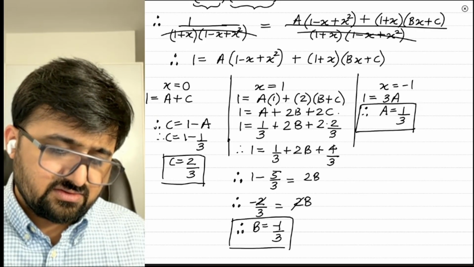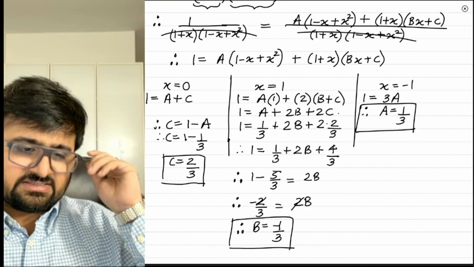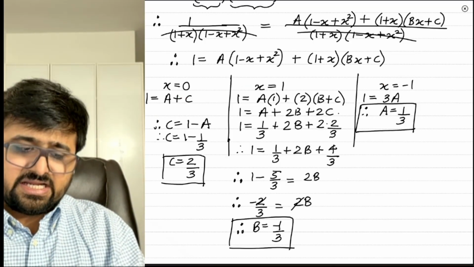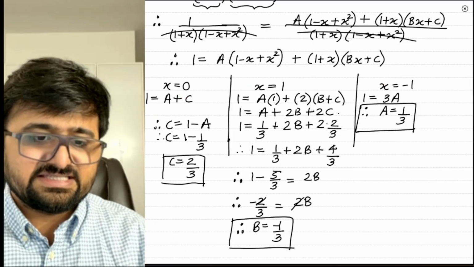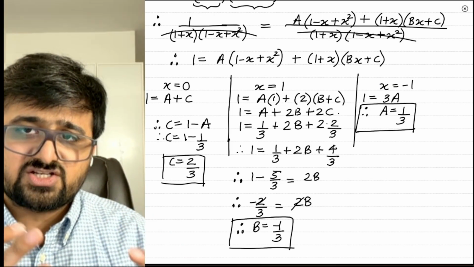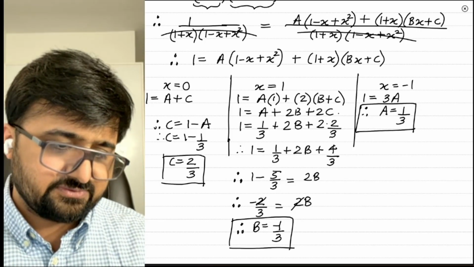Very easy. You just have to assume some random values of x and you will always start with 0. Take small values like 1, minus 1, and you will easily find the values of a, b, and c. This is a very interesting problem. It will cover partial fractions. It will cover completing square. It will cover a lot of important concepts for you.